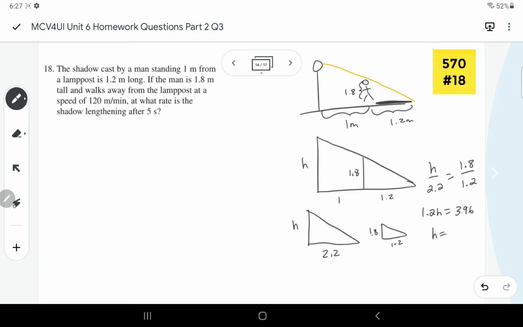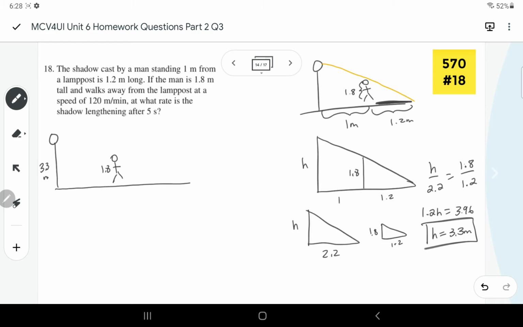So H equals, is it going to be nice? Oh, it's a nice number, 3.3 meters. So the height of the lamppost is going to be 3.3 meters, and that's obviously not going to change through the whole question. Now, we want to set up what our related rates are and what is happening. Also, the man's height's not going to change either. So we've got this lamppost, that's 3.3 meters, and we have a man walking, and he is 1.8 meters.